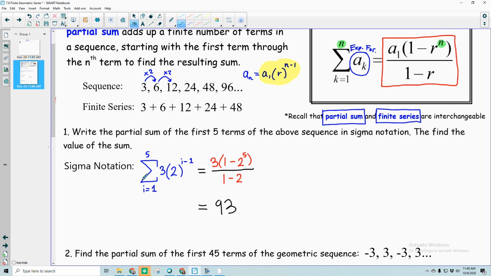And that makes sense, because if I was to look at this sequence, and if I was to add the first 5 terms, right, I would be adding 3 plus 6 plus 12 plus 24 plus 48. And if you plug all of that into your calculator and add those all up together, I definitely get 93, okay? So calculating this using this formula and putting it in sigma notation, I did all of this correctly. I got 93, so that totally worked.